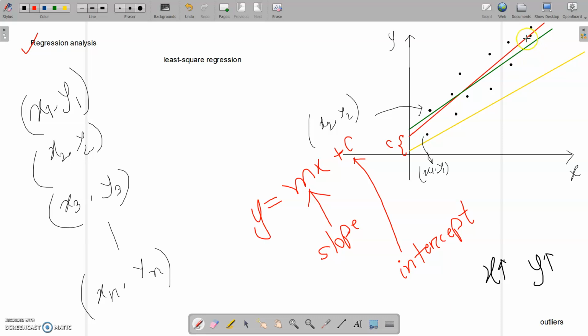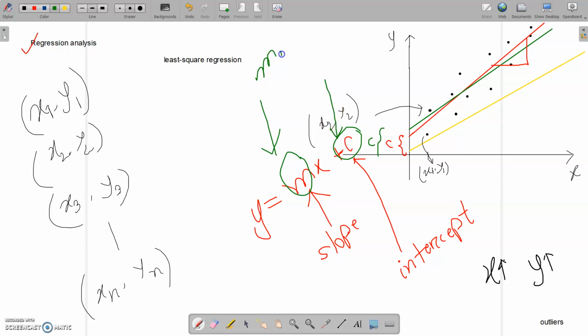It has a slope. You can calculate the slope this way, the tangent of theta. This is a slope. Now for this green line, we will have another C and another slope. So these two are the variables of this line.